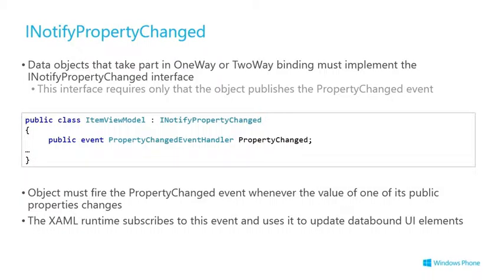Now the magic that makes this work is quite simple. Actually, it's not magic. It's that we have on our data object, and they're typically called view models. So here we've got an example of an item view model.